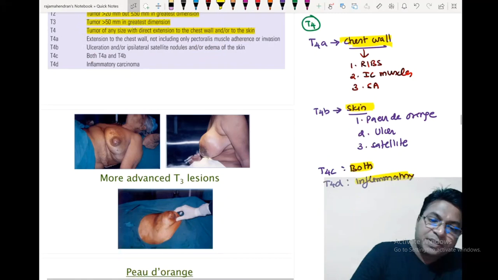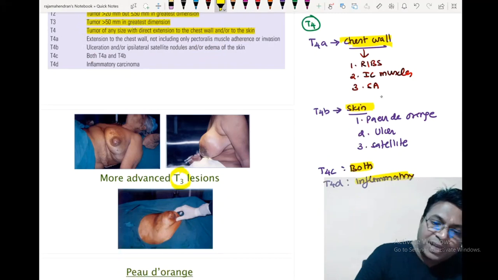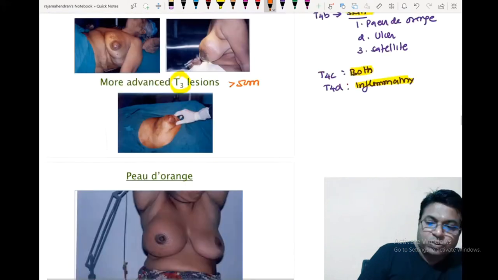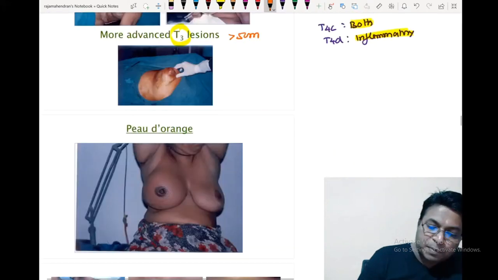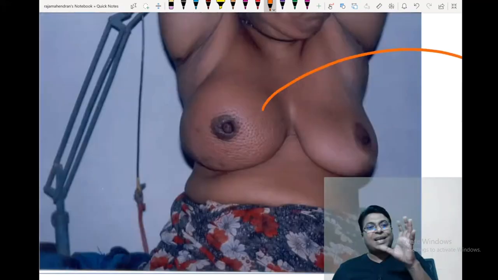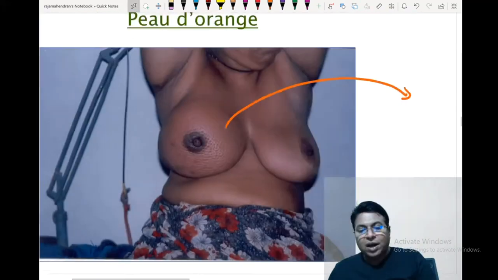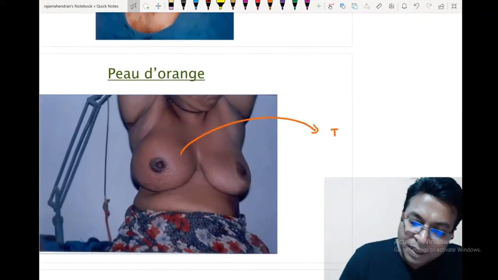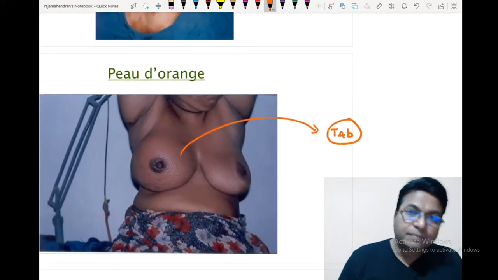These are pictures showing you T3 lesions. T3 lesions are more than 5 centimeter lesions. So this question is a repeat question. If a patient is presenting to you like this with a peau d'orange, can you see the peau d'orange? Looks like an orange skin. It is a peau d'orange. If there is peau d'orange seen like this, it comes under T4B.